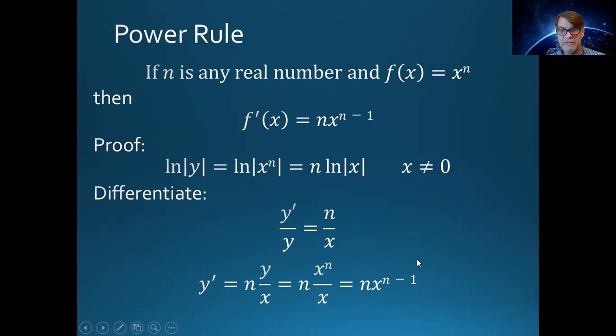And so there you have it. We have proved the power rule that says that if f of x equals x to the n, then the derivative of f of x equals n x to the n minus 1. And there you have it. Quod erat demonstrandum. That which must be demonstrated has been demonstrated.